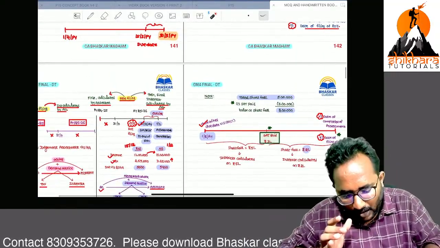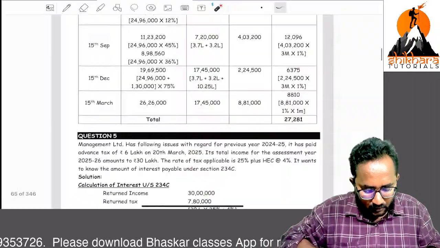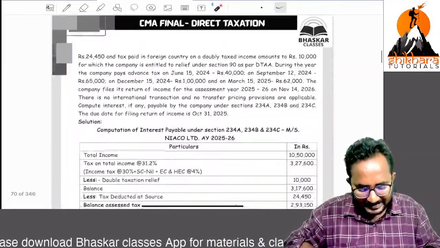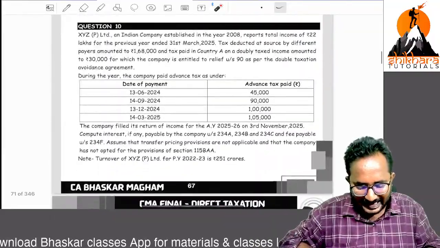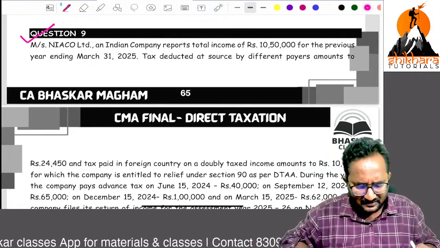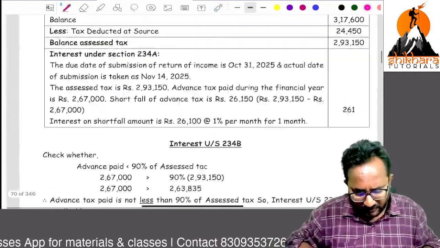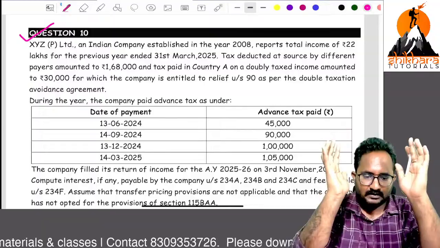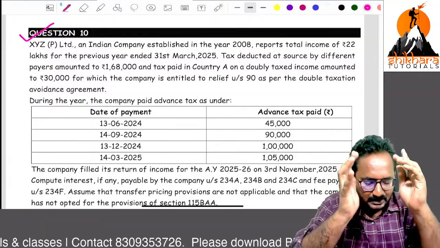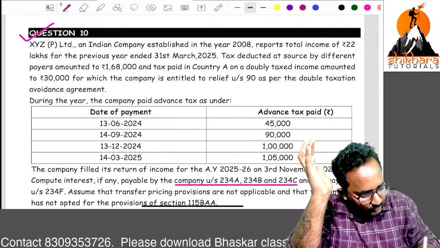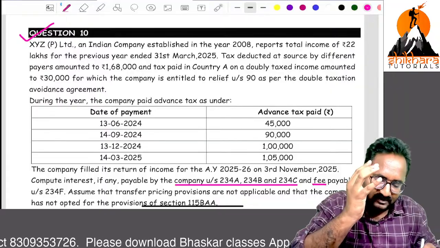Now, sir, comprehensive questions are mentioned in our MQPs also. I want to take one comprehensive question regarding these 234A, B, C. The 9th question and 10th question are one and the same; the 9th question is given in paragraph form and the 10th in tabular form. That is the only difference. In this, we have to calculate all the interest computations, and they are also asking for the fees under 234F. We can discuss one by one in this question.